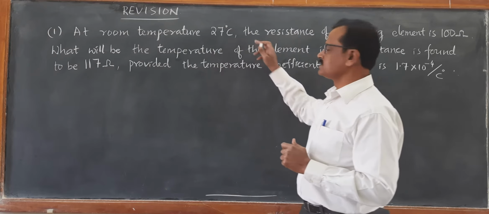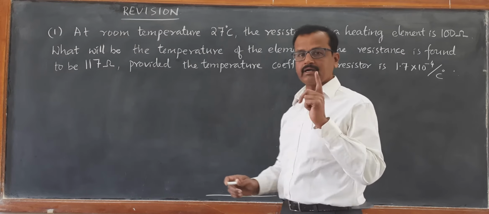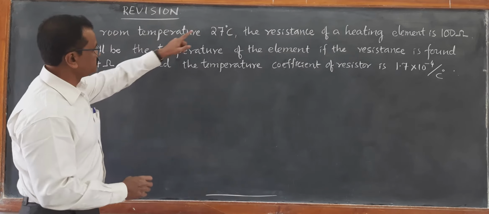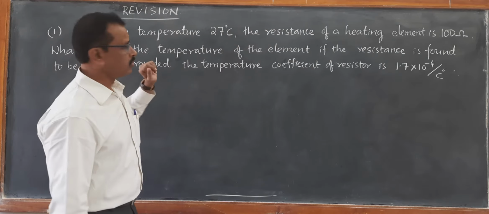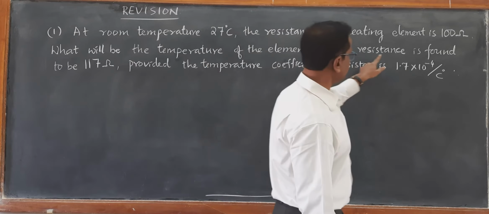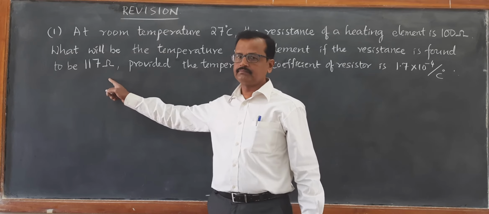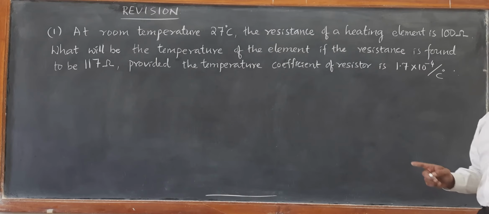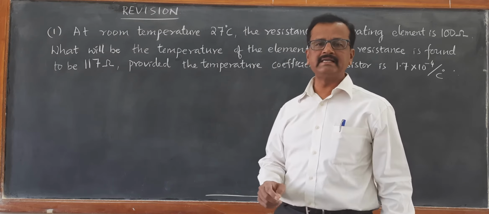At room temperature 27 degrees Celsius, the resistance of a heating element is 100 ohm. What will be the temperature of the element if the resistance is found to be 117 ohm, provided the temperature coefficient of resistance is 1.7 into 10 to the power of minus 4 per degree Celsius.